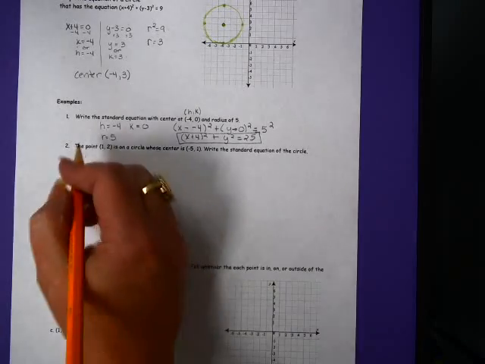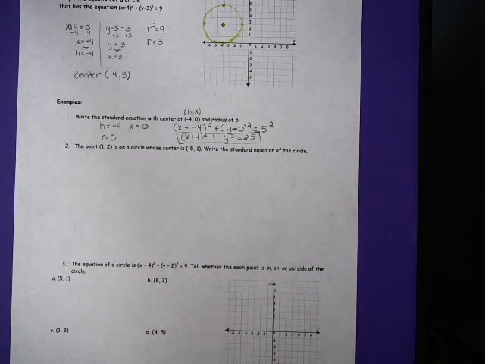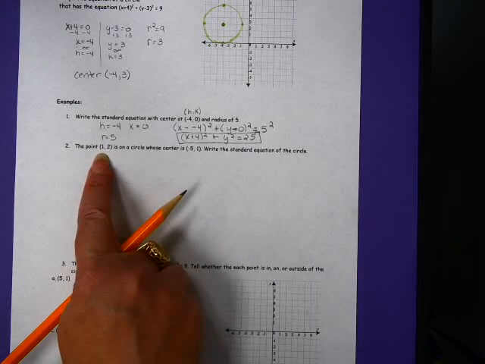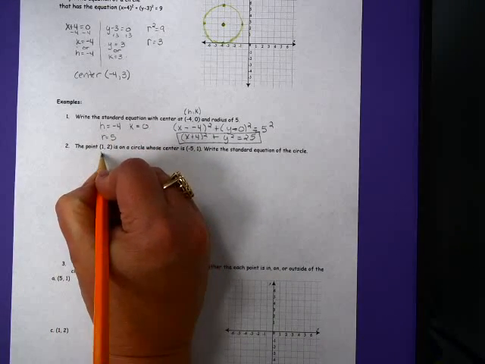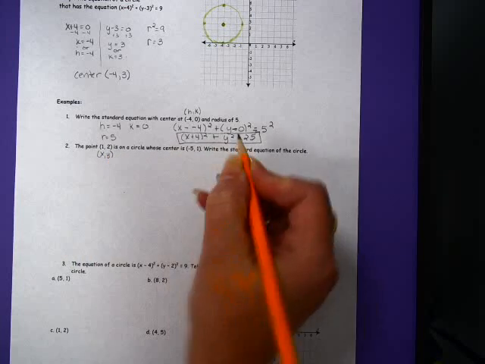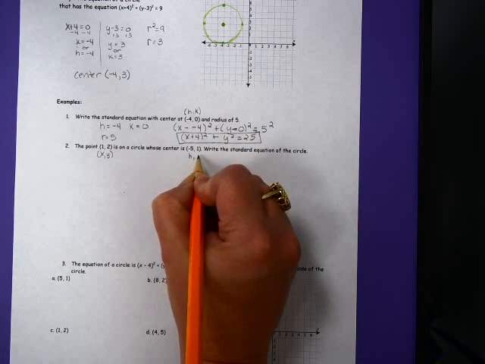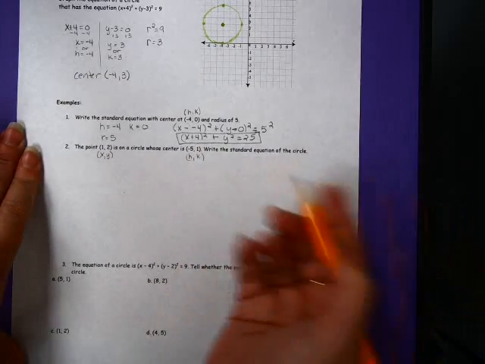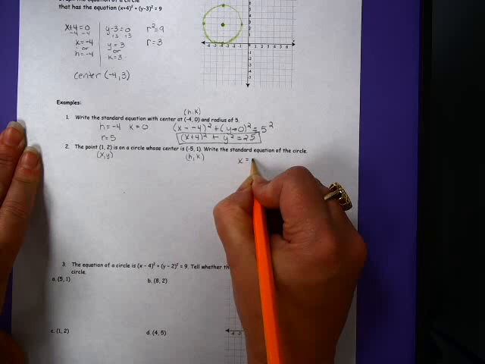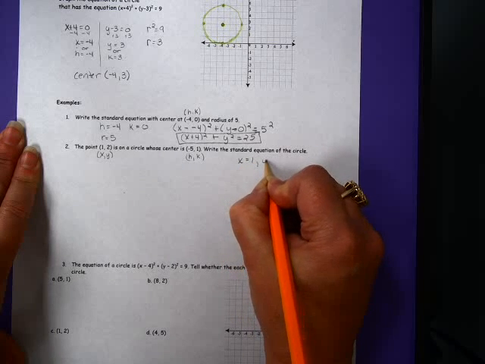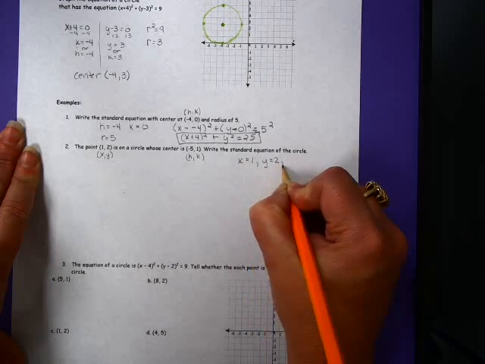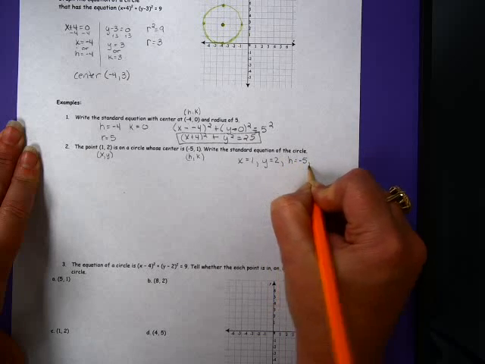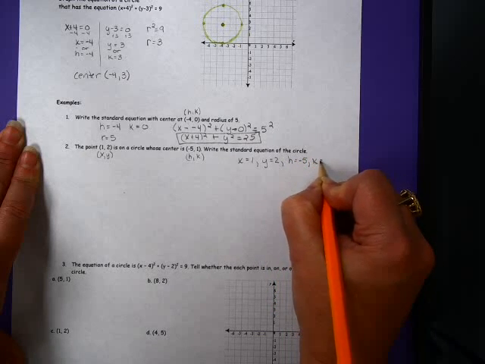Okay, the next one, they want me to also write the standard equation of a circle, but they didn't give me a radius this time. They gave me a point on the circle, so that's my x and my y, and they gave me my center, which is my h and my k. Okay, so what I know so far from this sentence is that x is equal to 1, y is equal to 2, h is equal to negative 5, and k is equal to 1.